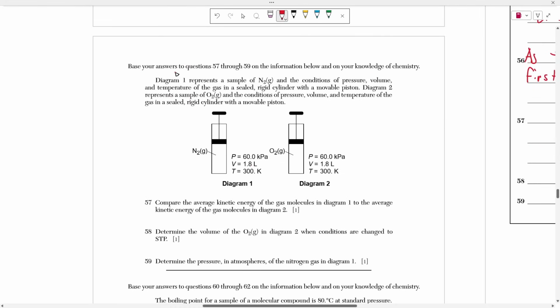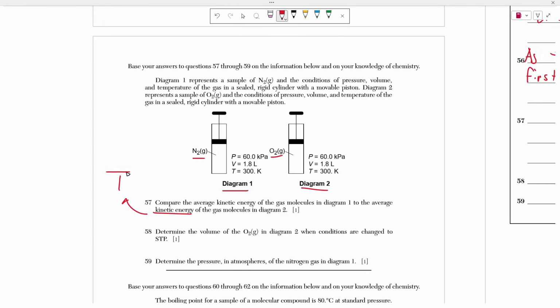This one says diagram 1 represents a sample of N2 and the conditions of pressure, volume, and temperature of the gas in a sealed, rigid cylinder with a movable piston. Diagram 2 represents a sample of O2, or oxygen gas, and the conditions of pressure, volume, and temperature in the gas in a sealed, rigid cylinder with a movable piston. So here we have the same setup. Diagram 1 is just with nitrogen gas. This diagram 2 is just with oxygen gas, okay? Now, number 57 asks us to compare the average kinetic energies of the gas molecules in diagram 1 to the average kinetic energy of the gas molecules in diagram 2. So we know that average kinetic energy is temperature.